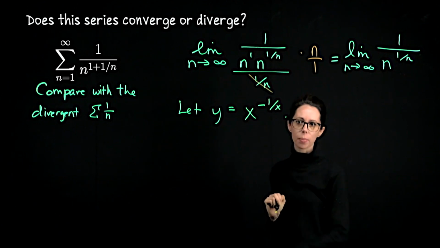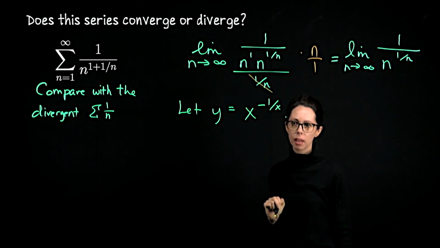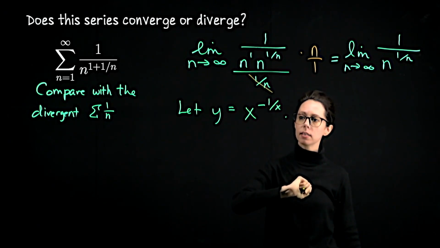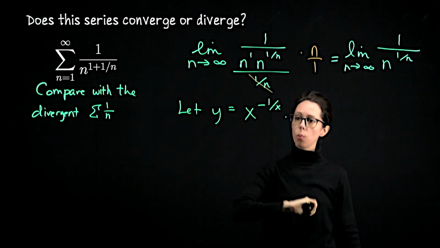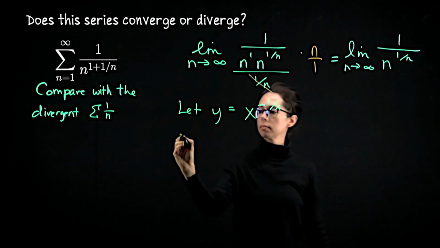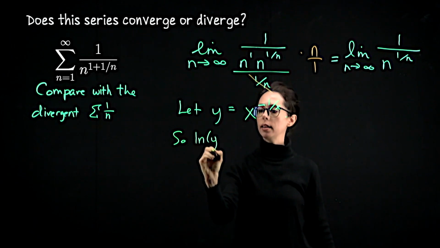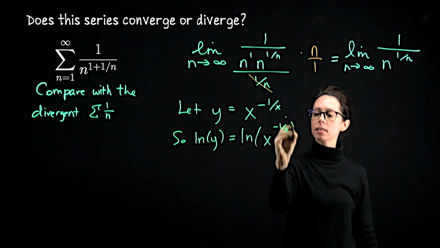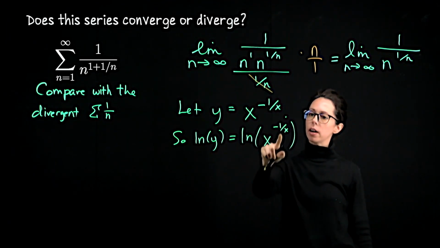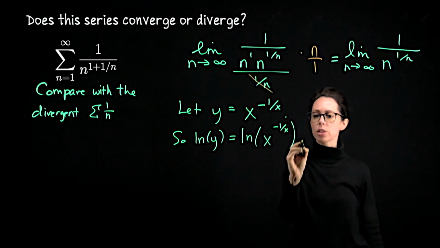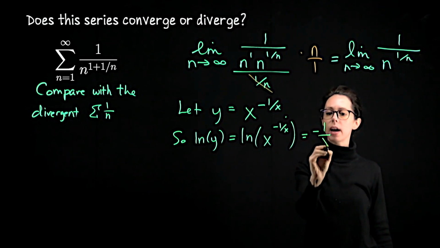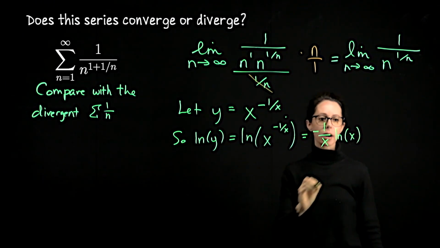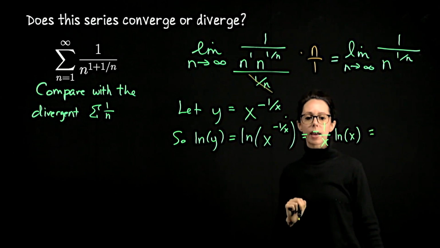Okay, again, this is an indeterminate form as x goes to infinity. If y is x to the negative 1 over x, and this number is always positive, we can take the natural log of both sides. So the natural log of y is the natural log of x to the negative 1 over x. But by properties of natural log, this exponent can come down in front as a coefficient. So this is going to be negative 1 over x times the natural log of x. And I think I like that better written as negative natural log of x over x.